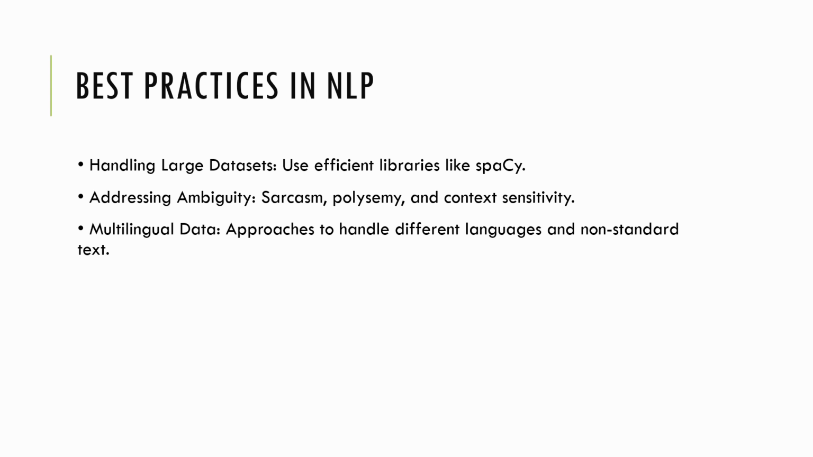Let's now look at some best practices. When working with large datasets, libraries like spaCy are optimized for speed. Handling language ambiguity such as sarcasm or polysemy is one of the biggest challenges in NLP. Additionally, dealing with multilingual data or non-standard text like slang requires robust models and data processing techniques.